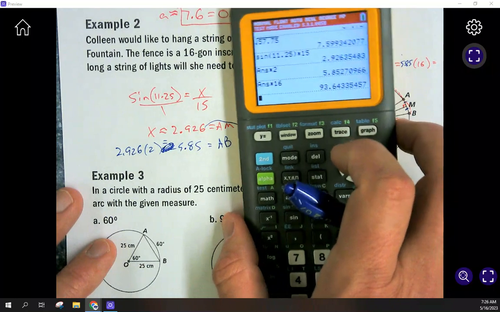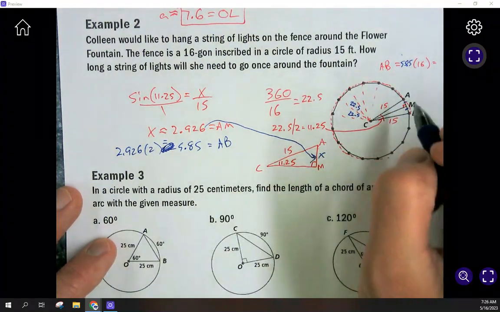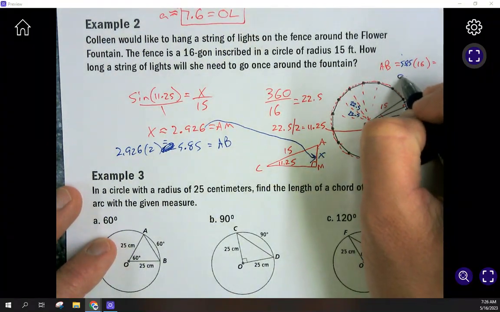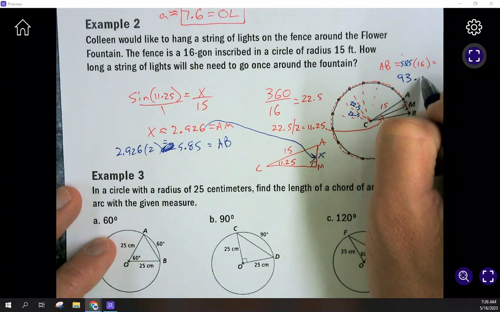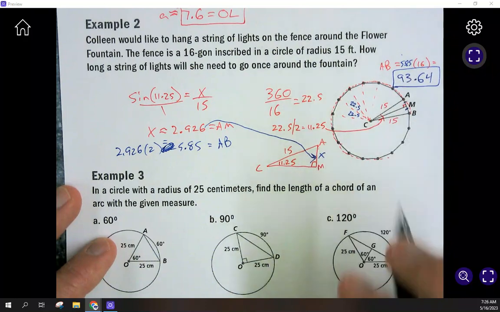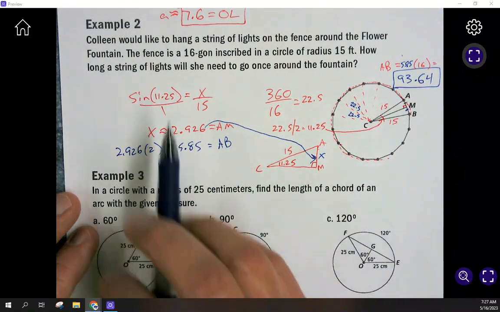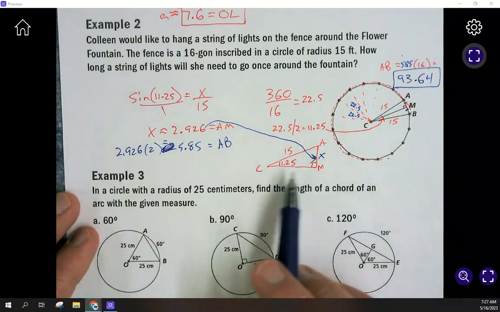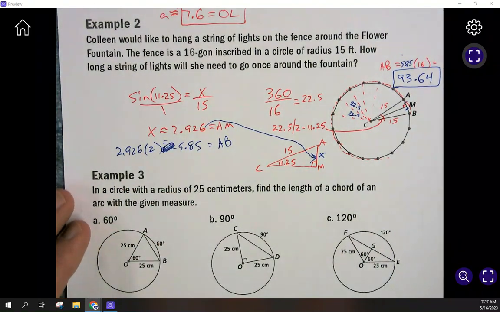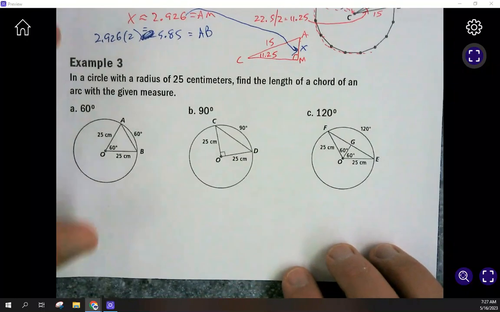We'll, of course, simplify this one and round it. So 93.64 would be your final answer, the distance all the way around. Okay, so here's an example of how we're going to use sine, cosine, tangent to solve one of these. And then on the very bottom here, we're going to look at special triangles, 30-60-90s, and how they play in.